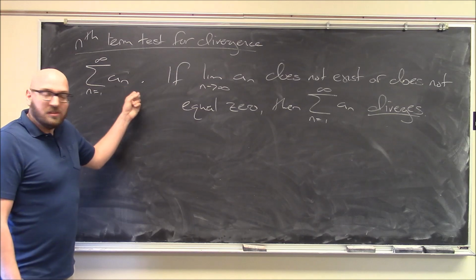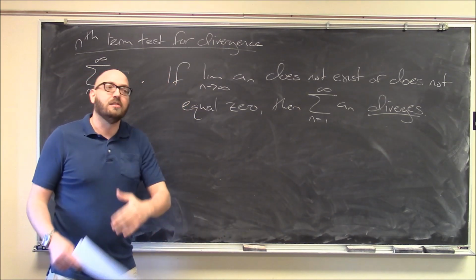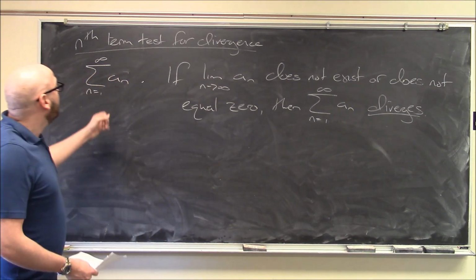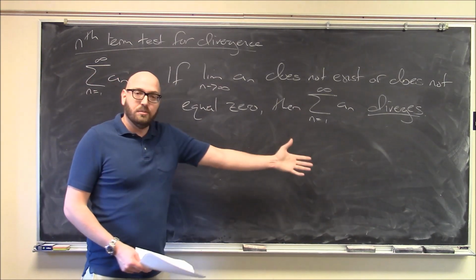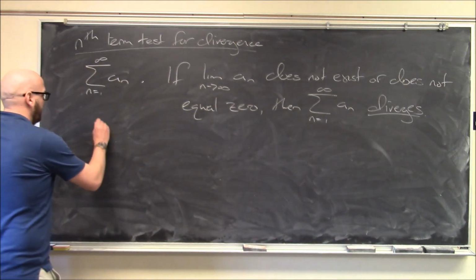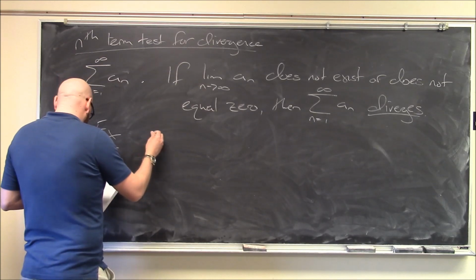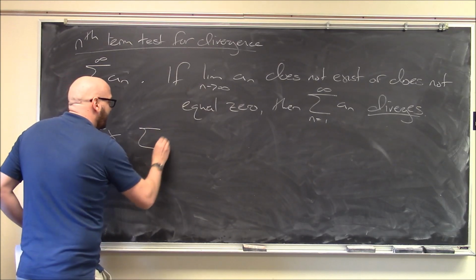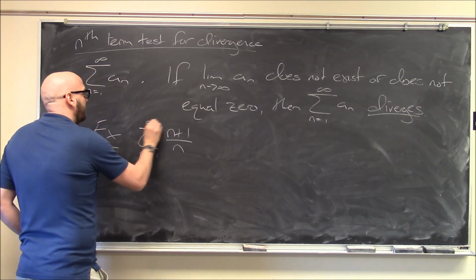So here's the test. If it doesn't shrink to 0, then the terms themselves, not the series, and it's important to get these things straight in our mind, if the terms themselves don't shrink to 0, then the series must diverge. For example, here's just a very simple example: the sum of (n plus 1) over n, n goes from 1 to infinity.